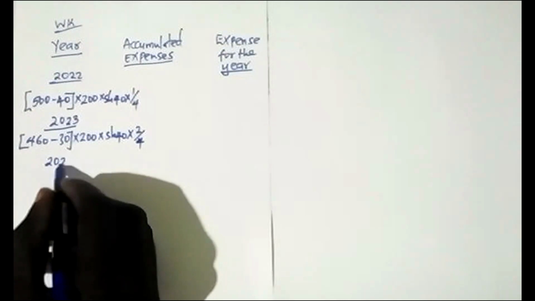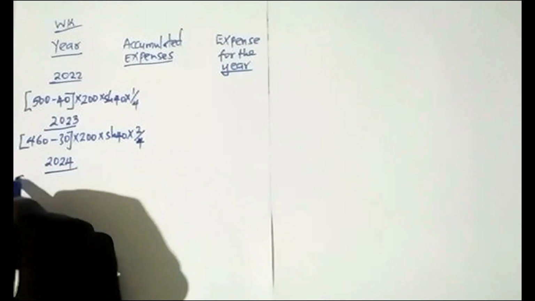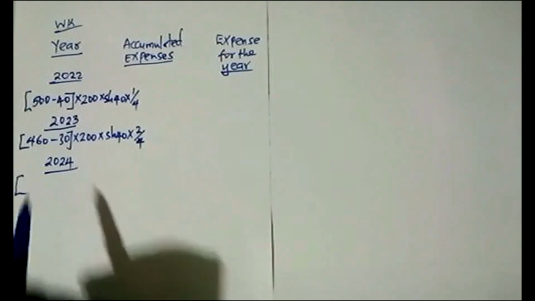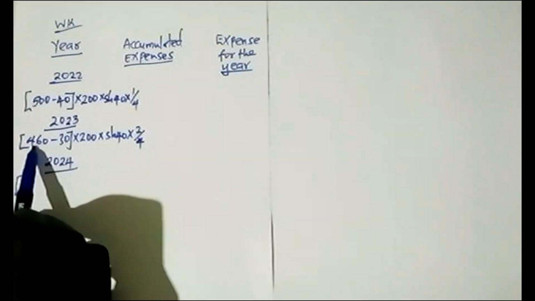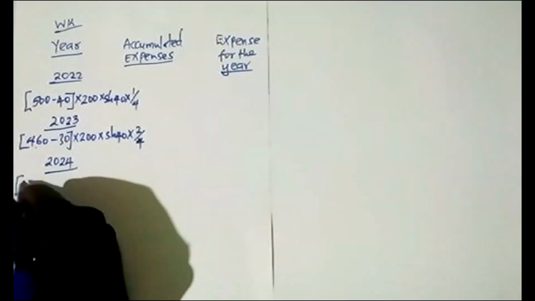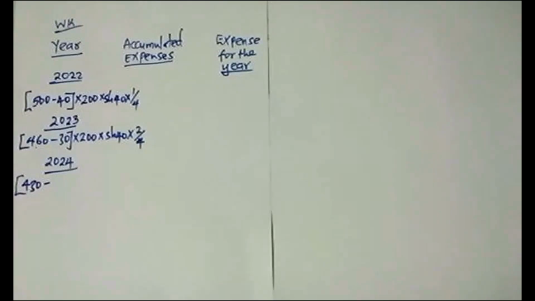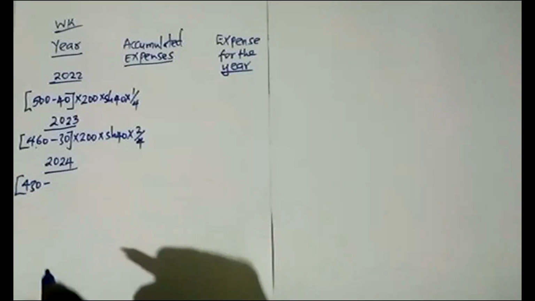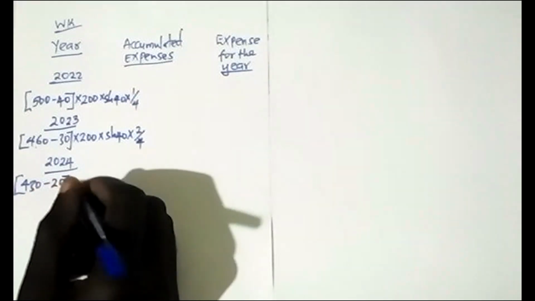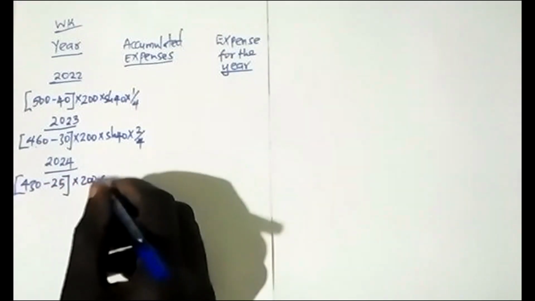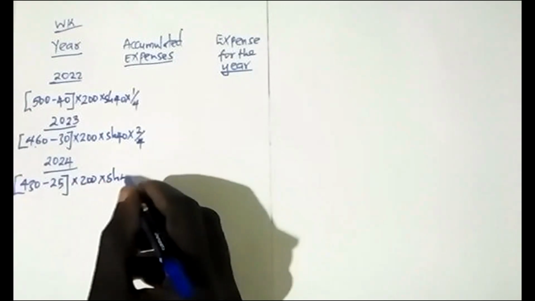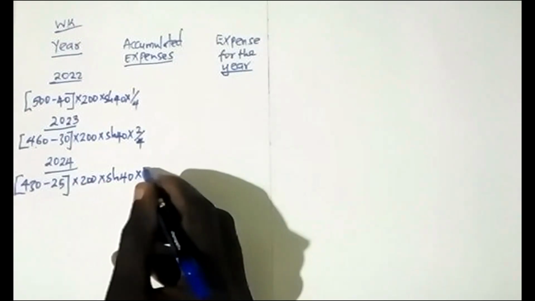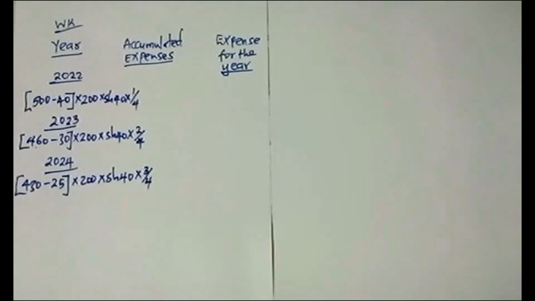For 2024, remember, by 2023 the number of employees remaining is 460 minus 30, which is 430. So you minus the number of employees who left in 2024. In 2024, the number of employees who left is 25. So you multiply with the awards, you multiply with the fair value as per the grant date, times the fraction. Now this is the third year over 4.